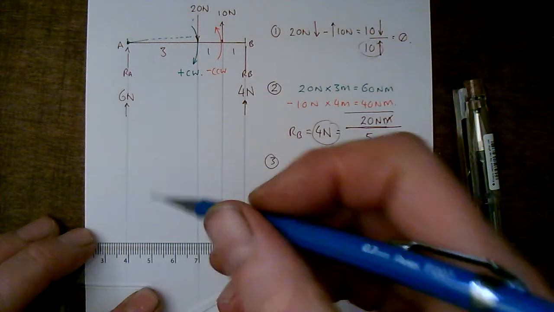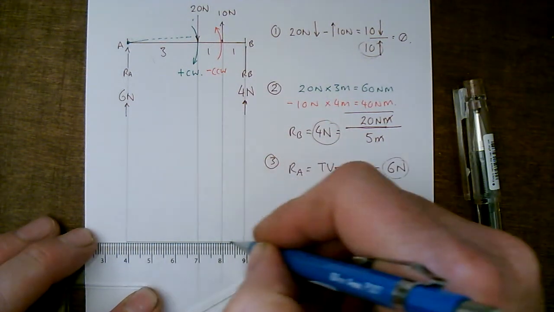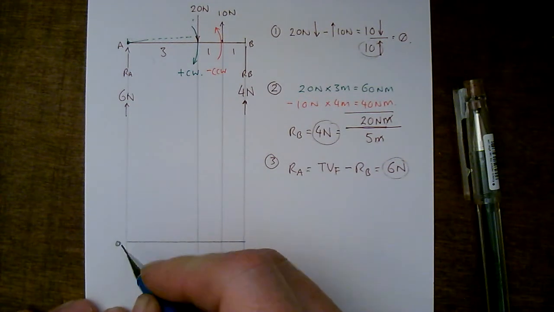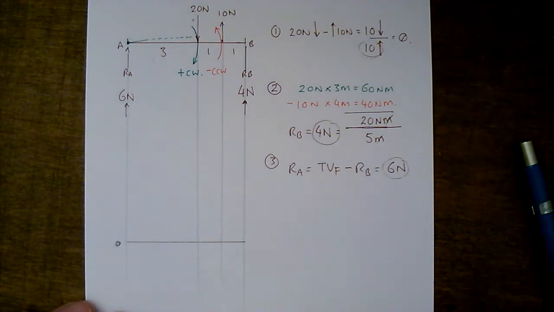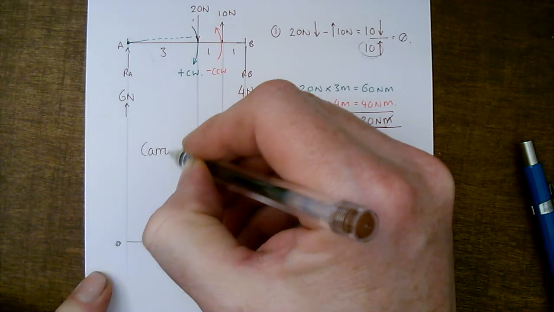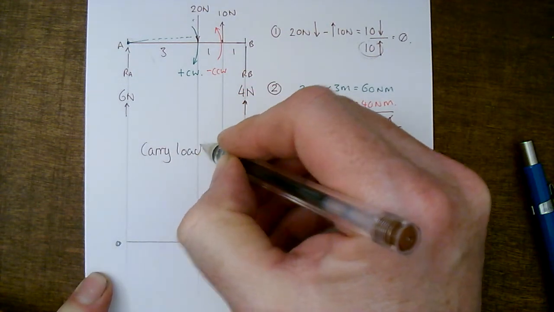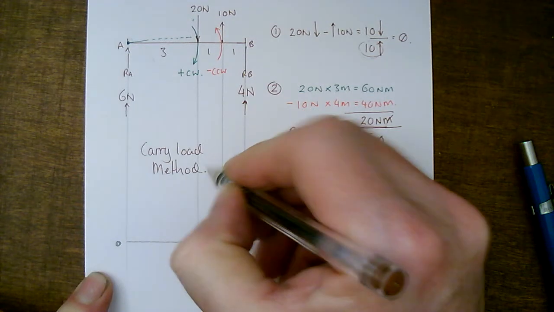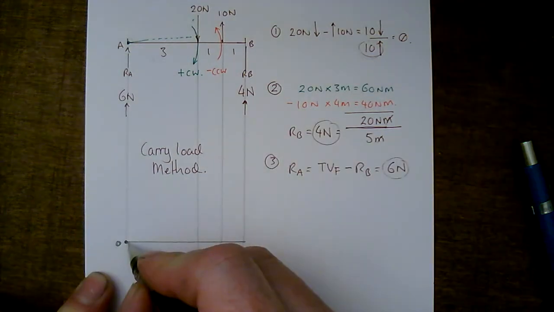Take a 0 point, like so. That's unit 0. I'm going to use the carry load method.